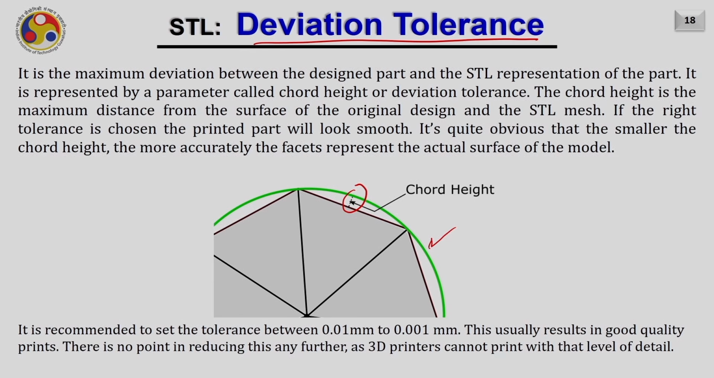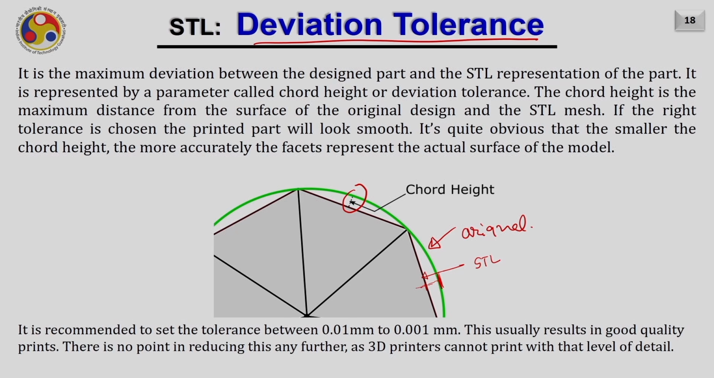So, what you are seeing here in green color is the original, and what you are seeing here in black color is the line corresponding to the STL file, or after tessellation. The maximum distance between this original CAD geometry's edge and the tessellated geometry edge is nothing but the chord height. If the right tolerance is chosen, the printed part will look smoother, and it's quite obvious that the smaller the chord height, the more accurate the facet representation of the actual surface of the model.